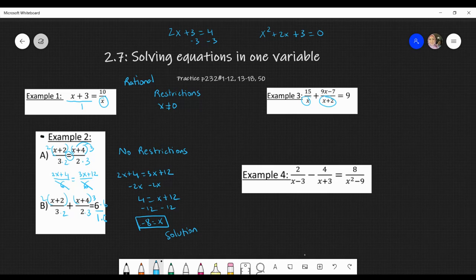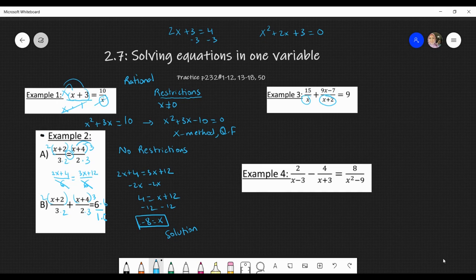Restriction: x cannot be 0. To make it the same denominator, we're going to multiply by x. Once I get the same denominator, I can get rid of it as long as I put the restrictions. x multiplied by x is x squared. x multiplied by 3 is 3x. And now this goes back to a quadratic equation if I rearrange it nicely. Then I use either the x method, and if the x method doesn't work, the quadratic formula. We go back to the traditional methods that we have learned.